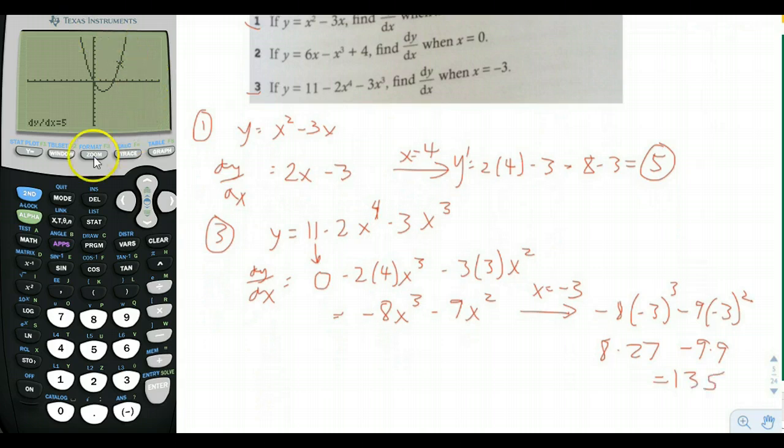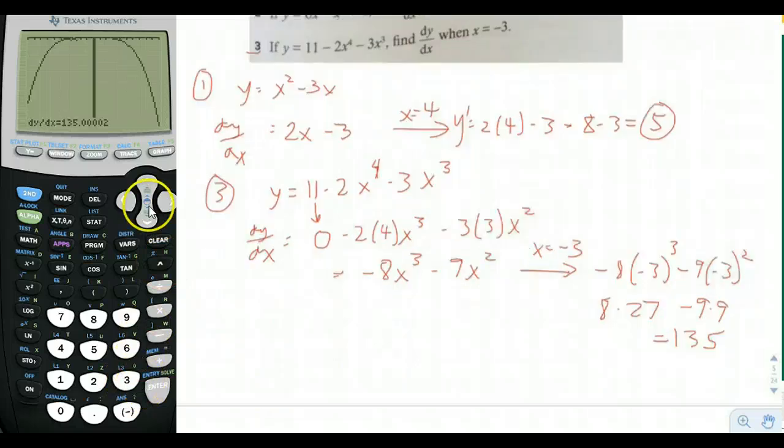And remember, the other way you do it is you put the function in the calculator. So I'm going to put the function in: 11 minus 2x to the fourth. And then we advance with the arrow. And then we put minus 3x cubed. Okay, so now the function is in the calculator.